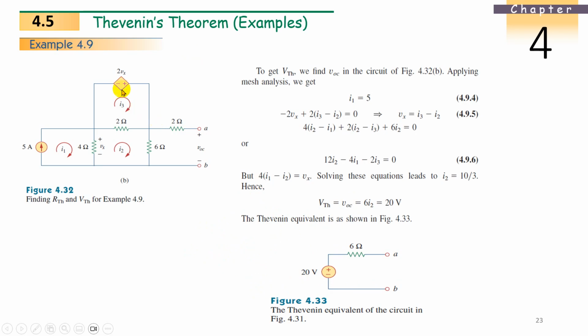Same, apply the original circuit and find the VOC, the open circuit voltage at terminals A and B. By using mesh analysis and node analysis, we can find VOC, that is the voltage across the 6 ohm resistance, which is nothing but your Thevenin voltage. So we got this solution.